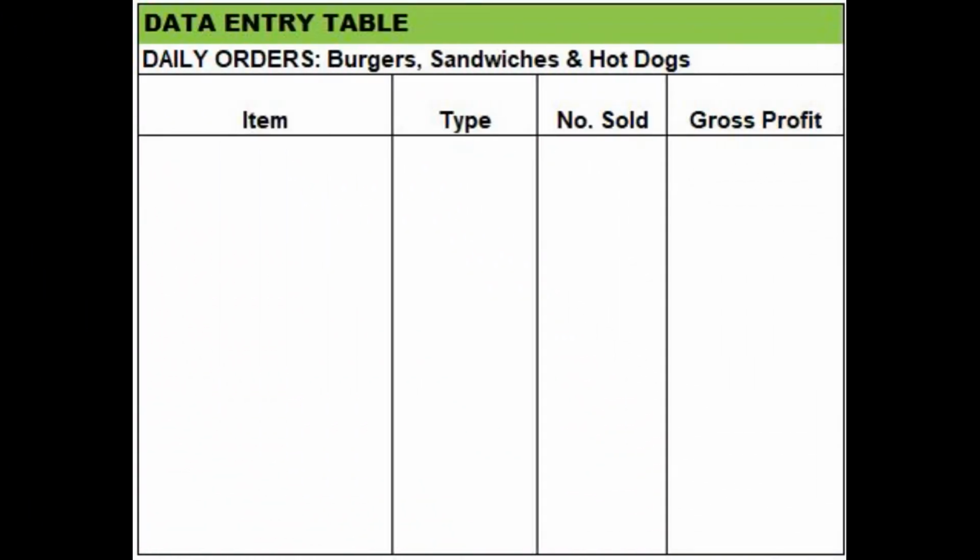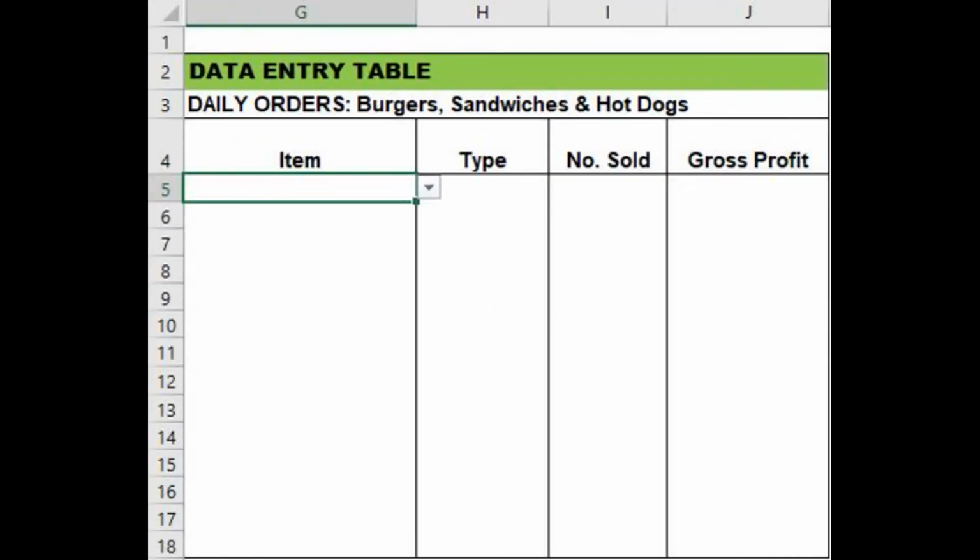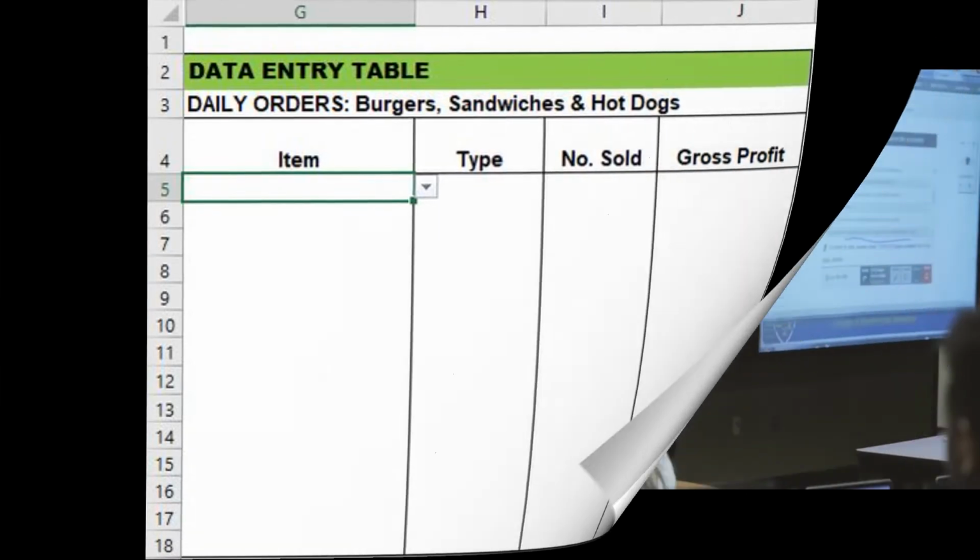This is our data entry table, which we'll use to post new sales data for each item sold. It contains item, type, number sold, and gross profit, organized in columns. We'll be using Excel's Vlookup feature to retrieve information from the base data table that's associated with the item we are posting in the data entry table. In the previous video, we created a drop-down list from which we populate the item values in the data entry table. If you missed that video, you may want to check it out at the link in the upper right corner. Okay, now let's get to it.